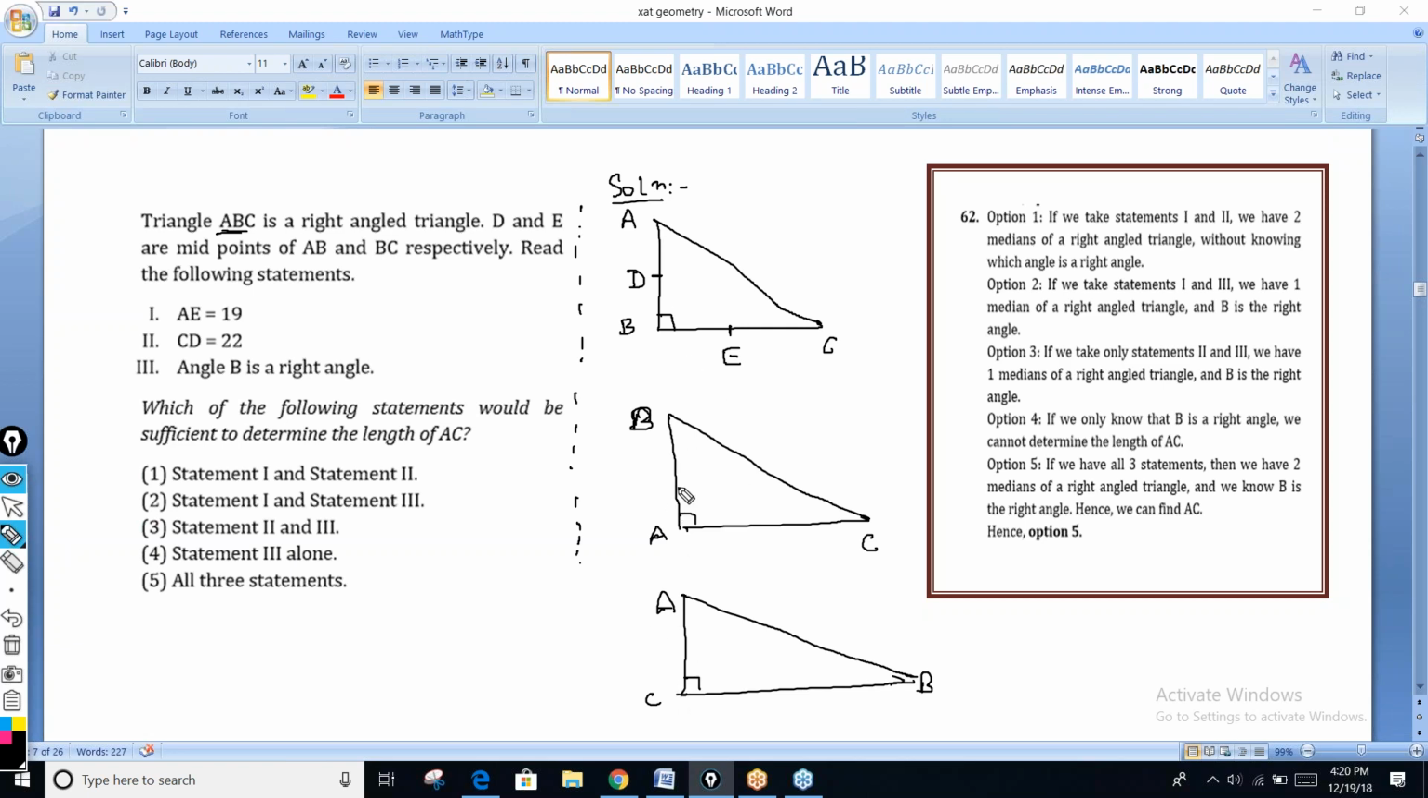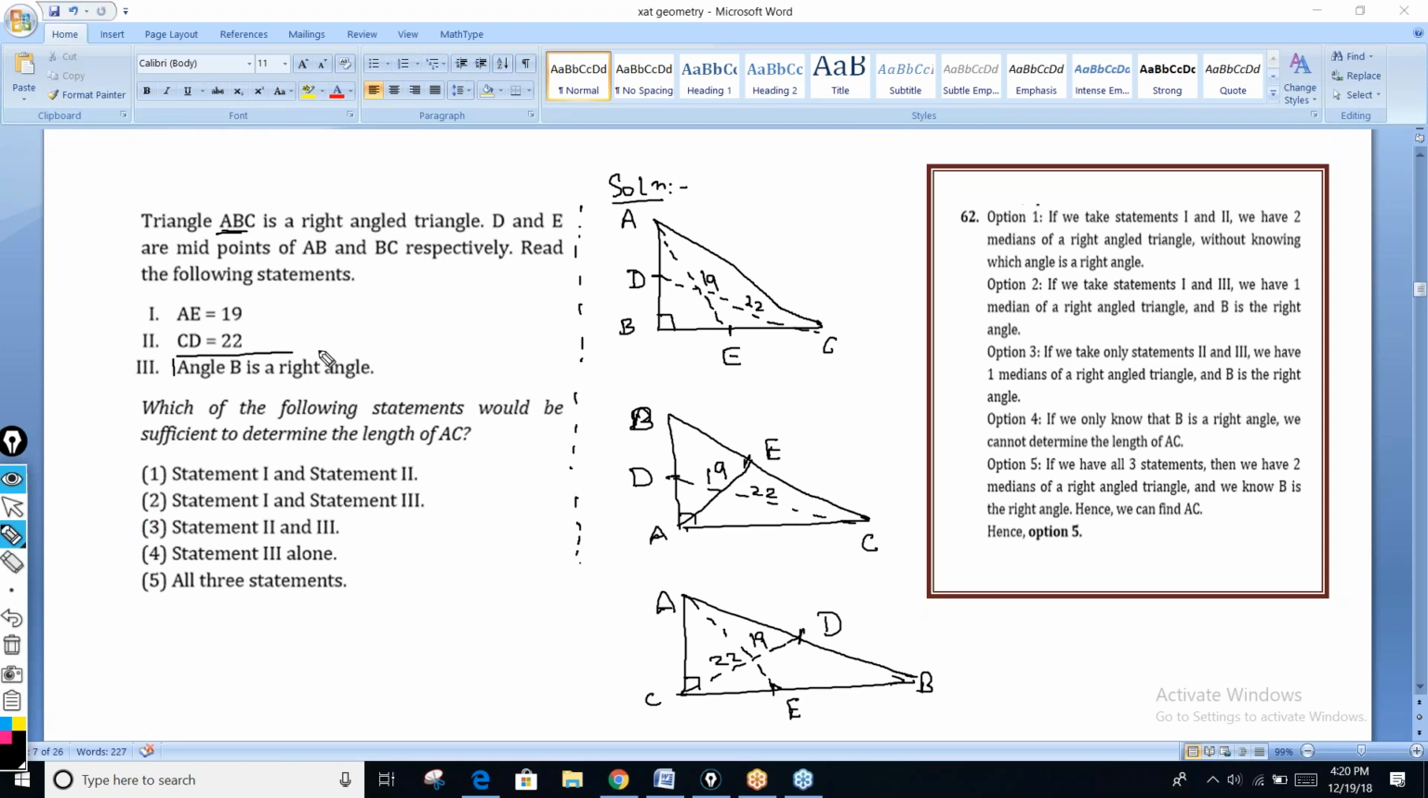Now if I'm taking AB, so this is the angle, this is side, D and this is E. D and E are the midpoints of AB and BC respectively. AE is 19. In this question, this is given 19. If I join this, here it is given 19, and here this is given 19. CD is 22. Angle B is a right angle.